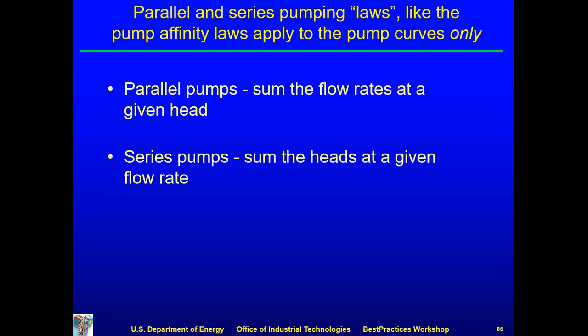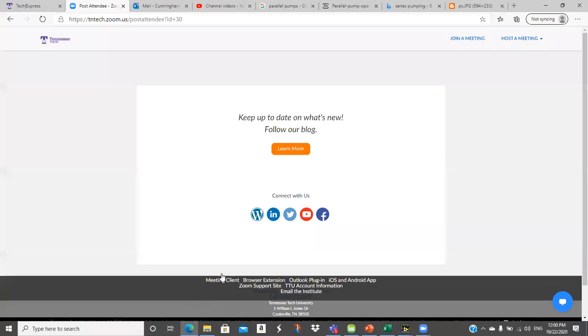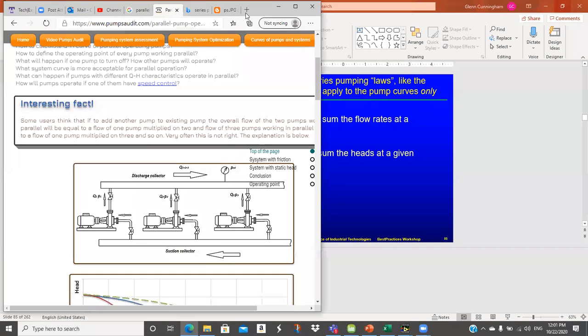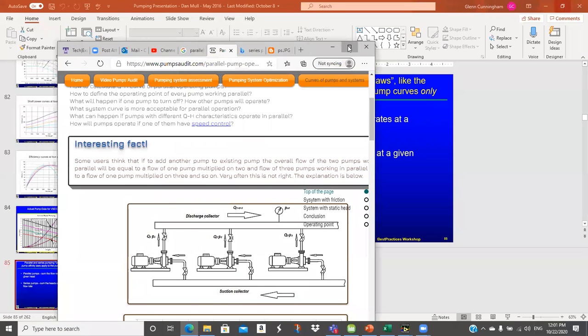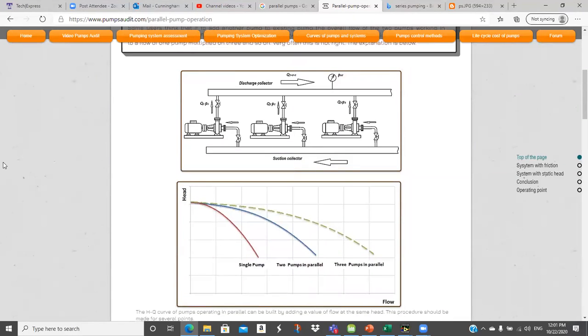And so I think just for clarity, I was looking around for some images. I don't have images on all of this stuff, but I think I got some images of parallel. Here we go. This little Zoom thing messes stuff up sometimes. Okay, but so this is what we mean by parallel pumping.